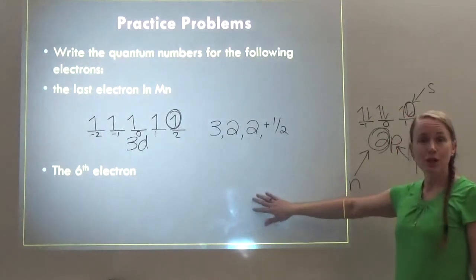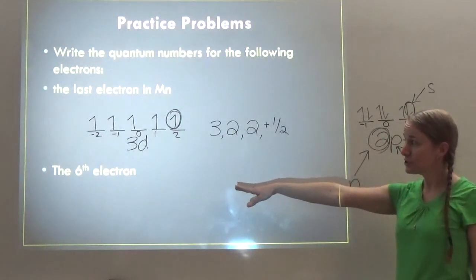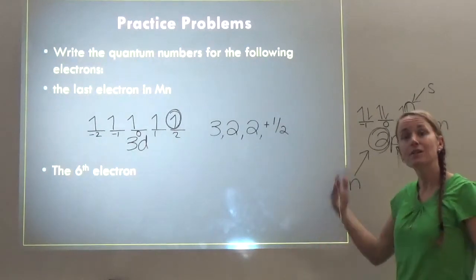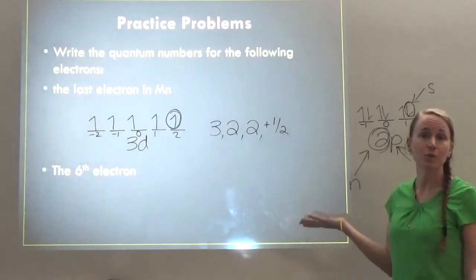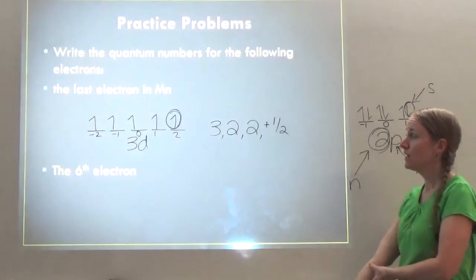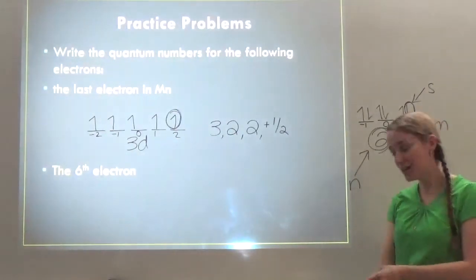All right, so maybe you try the next one. So I've asked for the 6th electron. So just fill in order until you get 6 electrons, and the 6th one is the one I want you to do the quantum numbers for. All right, so pause it, try it, and then I'll assume you've done that.